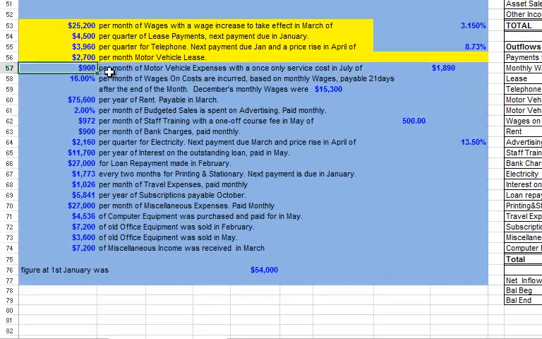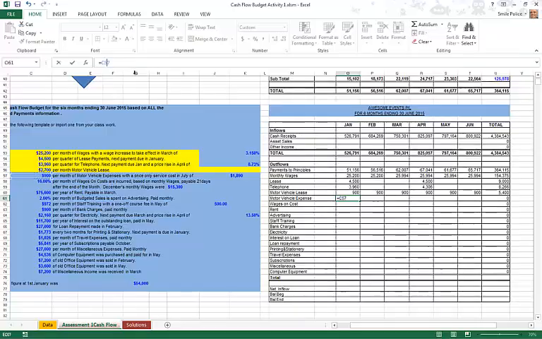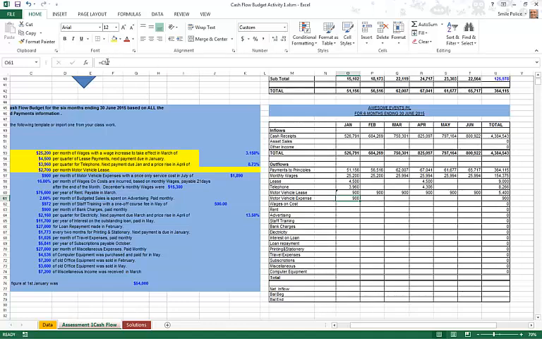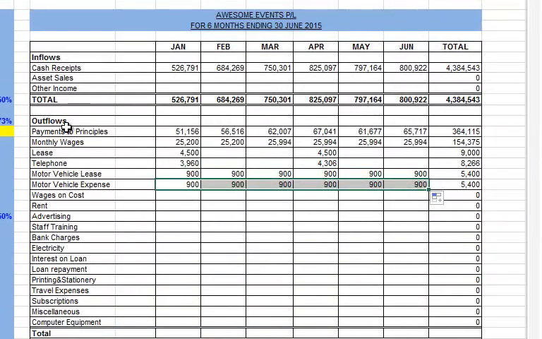So this is a little bit trickier, this one. Per month, sorry, did I say wages? Motor vehicle expenses. $900 per month is vehicle expense, once-off service cost in July. So basically it is $900 per month of vehicle costs with a once-off service in July of 18. So I'm just gonna put the monthly charge. Wrong button. Press F4. I just copy it all across in that particular, and the once-off service cost in July.